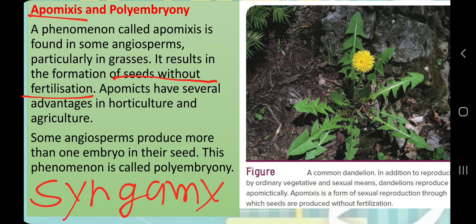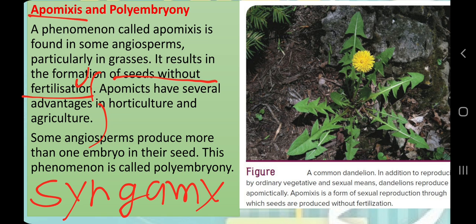And it has several advantages. What are those advantages? If you remember the advantages of vegetative reproduction from class 10th, the advantages of asexual reproduction are simple: if you do not want variation, if you want to propagate any breed, you must go for cloning or asexual reproduction or vegetative reproduction.